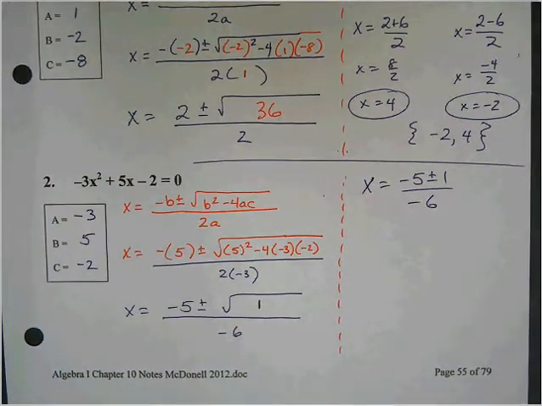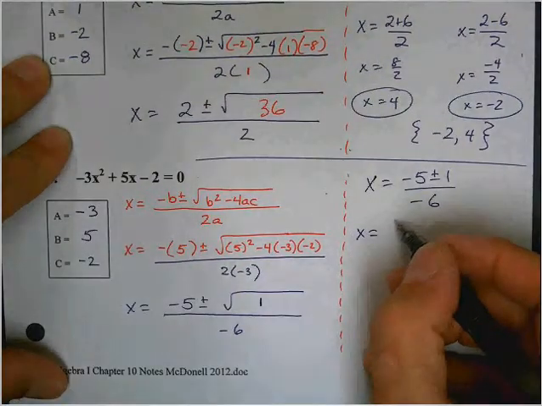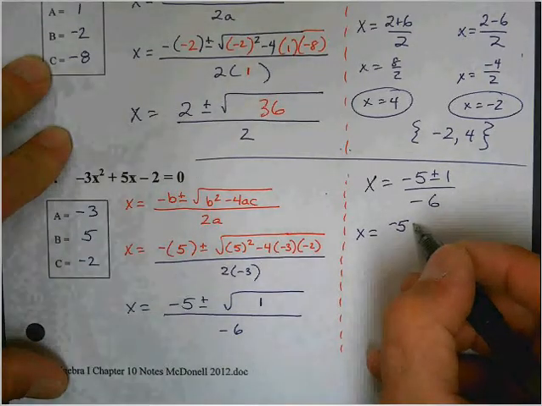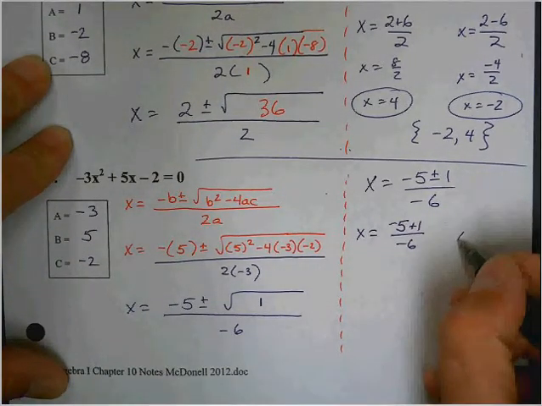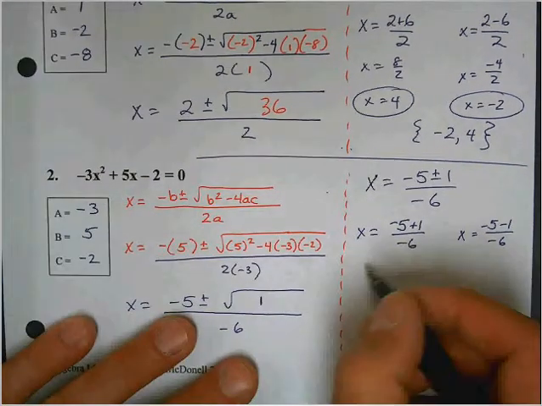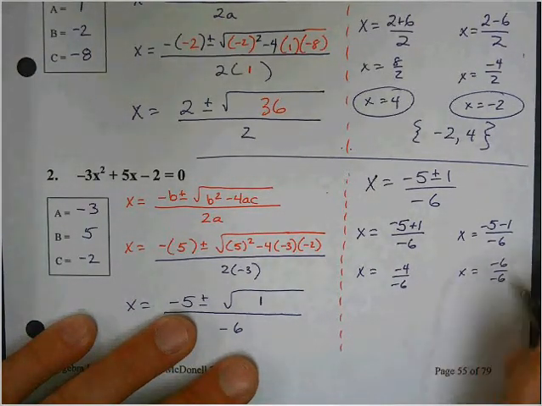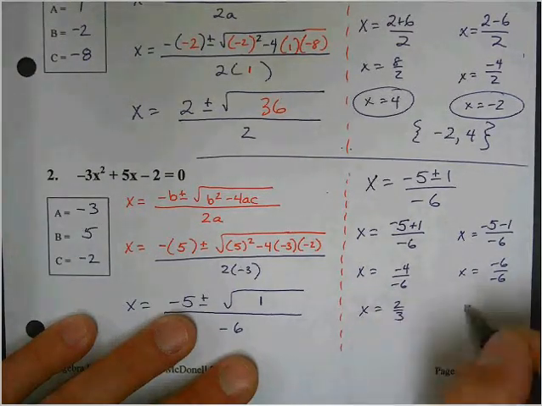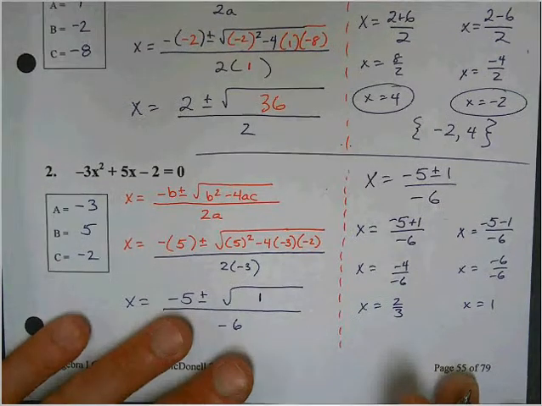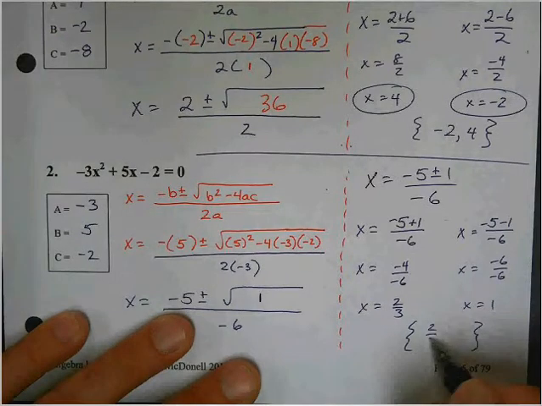So as we got that, now we're going to do our split up. Who can tell me my first part? What am I going to have? Negative 5 what? Plus 1 over negative 6, or negative 5 minus 1 over negative 6? Work both of them out. Negative 4 over negative 6, negative 6 over negative 6. I get 2/3 and 1. When I write this down, which one comes first? The 2/3.